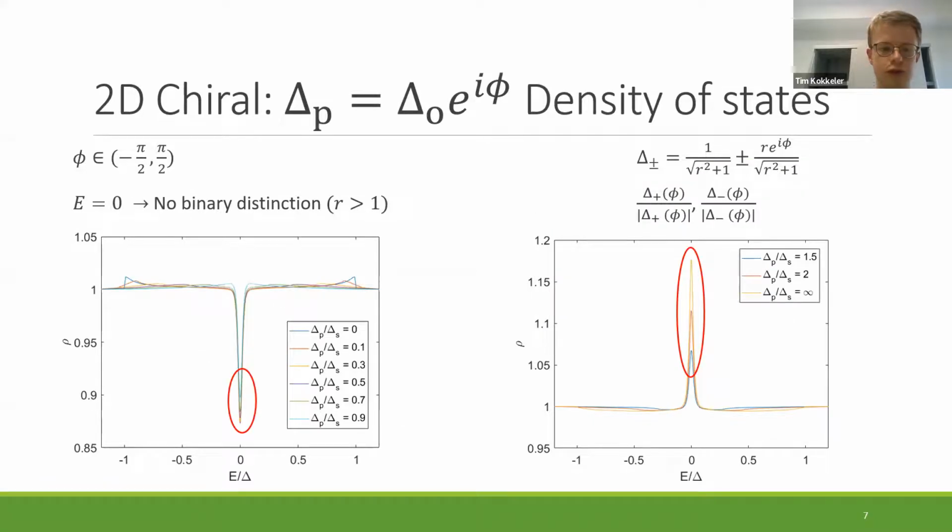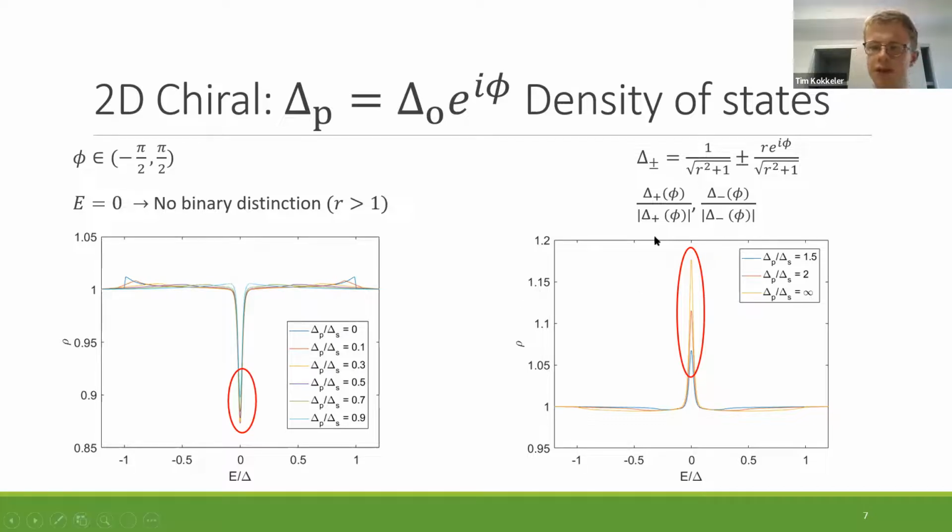So now first I will show the density of states. On this slide you can see the s plus chiral p-wave case, where on the left the s-wave dominant case is shown and on the right the p-wave dominant case is shown. You see that if the s-wave component is dominant, we have a dip in the density of states near zero energy, whereas if the p-wave component is dominant, we have a peak. However, you see that the magnitude of this dip and peak really depends on the actual ratio of delta p and delta s. Whereas we know that in the one-dimensional case, this is not the case.